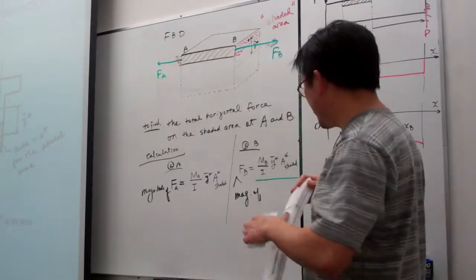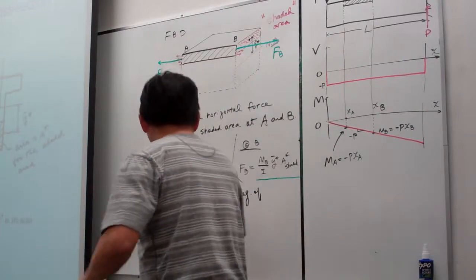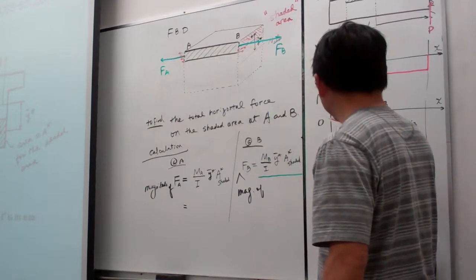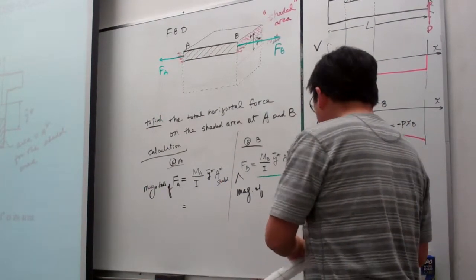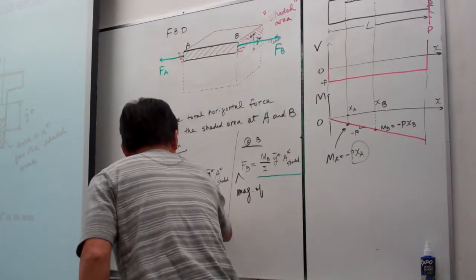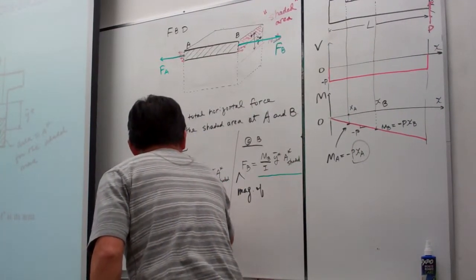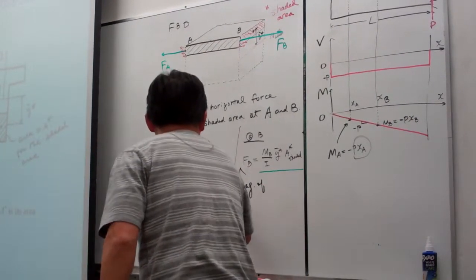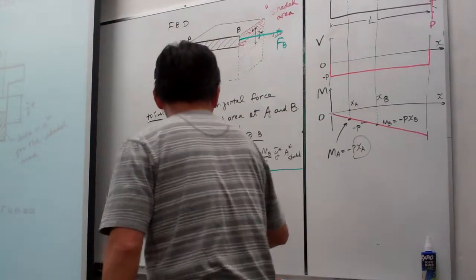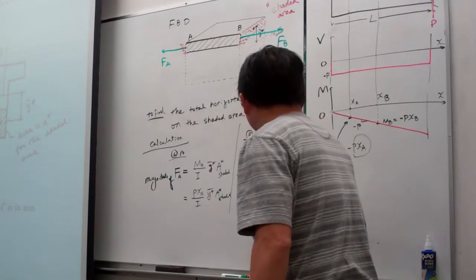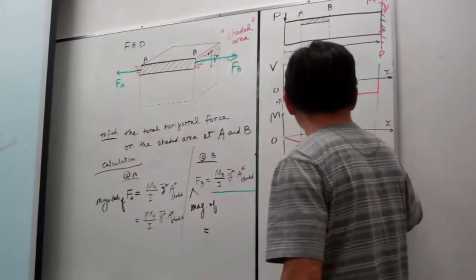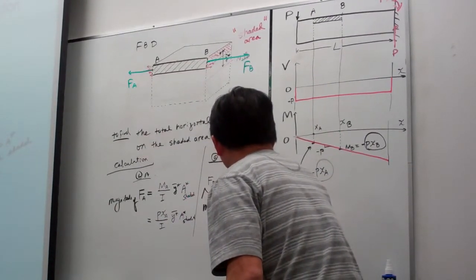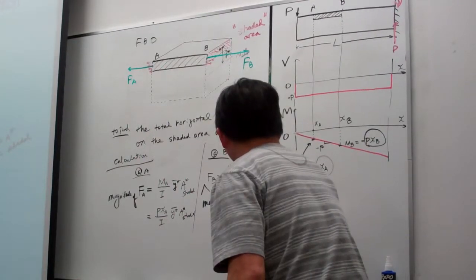Here we have a magnitude. Maybe I can go one more step further. What is MA? The magnitude of MA is this one. The magnitude of MA, so that is PXA divided by I, Y bar, A star, shaded. And again, the magnitude of MB equals this one, PXB divided by I, Y bar, A star, shaded.